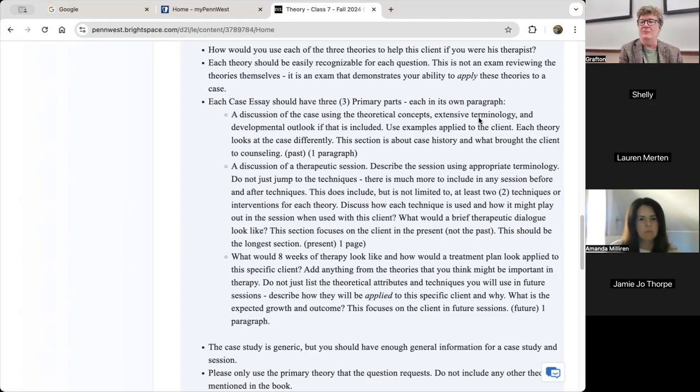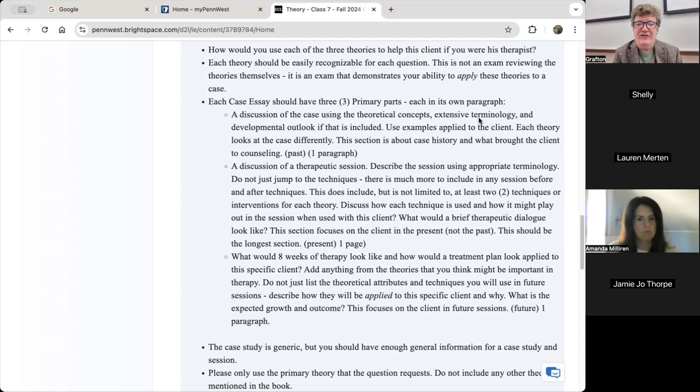Do not just jump to the techniques. There's so much more to include in any session before and after techniques. This does include, but is not limited to, at least 2 techniques or interventions for each theory. Discuss how each technique is used, and how it might play out in the session when used with the client. What would a brief therapeutic dialogue look like, demonstrating a technique?